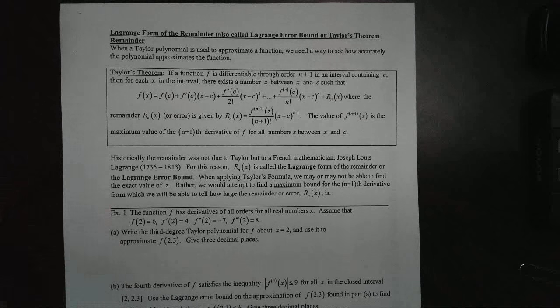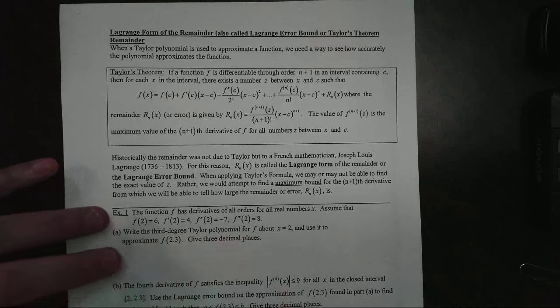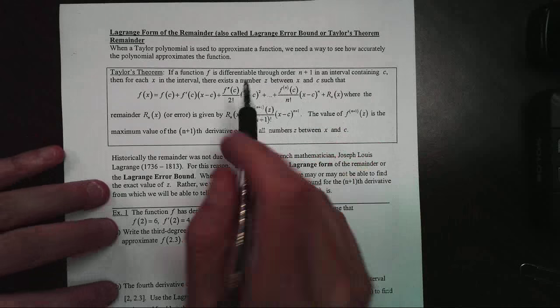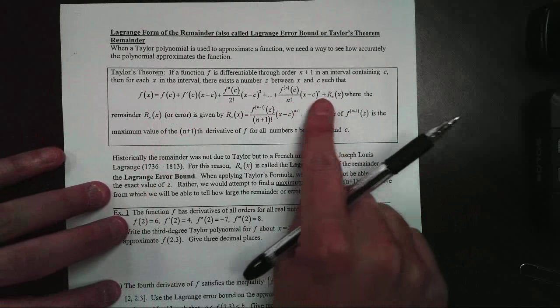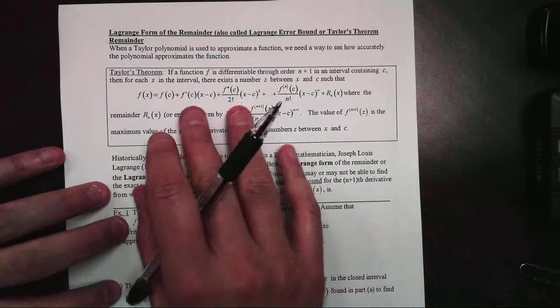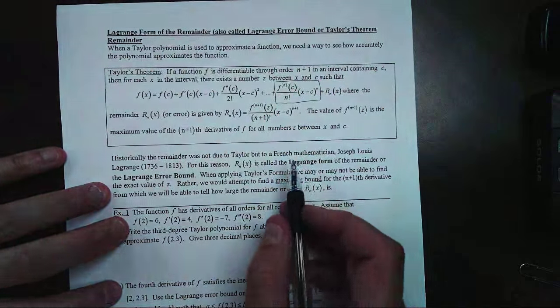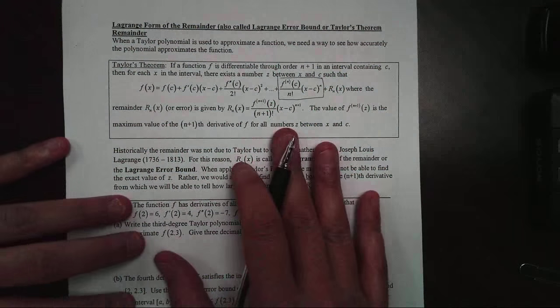Hi. Today we're going to talk about the Lagrange error form for the remainder, sometimes called the Lagrange error bound, for Taylor's theorem's remainder. Now, Taylor did a great job at coming up with how we can approximate any function using a polynomial, and we have our polynomial right here. The problem is we always want to know how accurate this is.